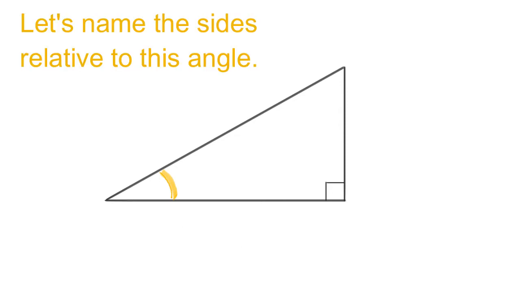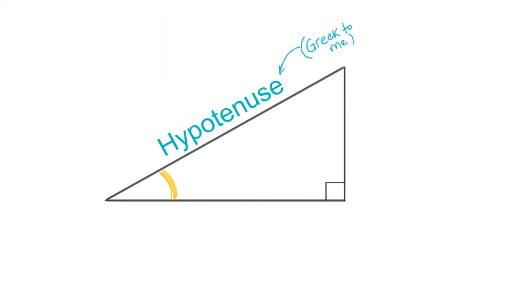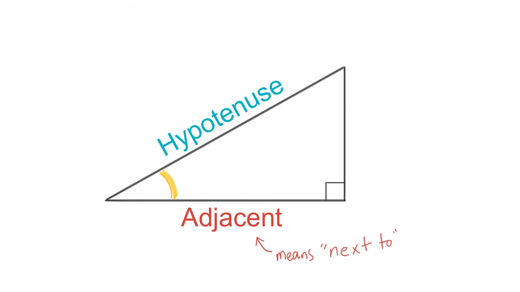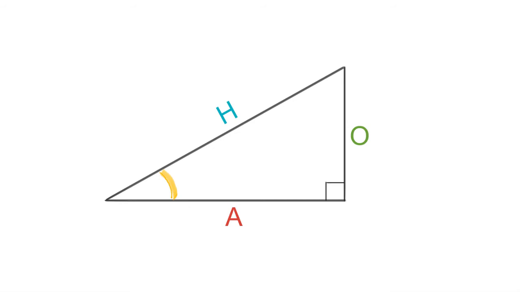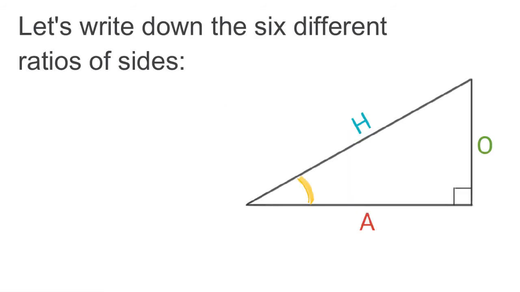You've seen this before. So let's call this one the hypotenuse. And the one down here that's next to the angle we'll call adjacent. And then across from that angle we'll have opposite. And let's just for convenience call them H, A, and O. All right, now let's write down the 6 different ratios of these sides.